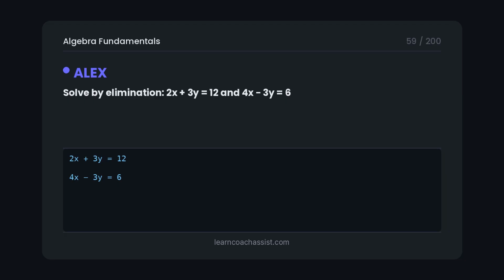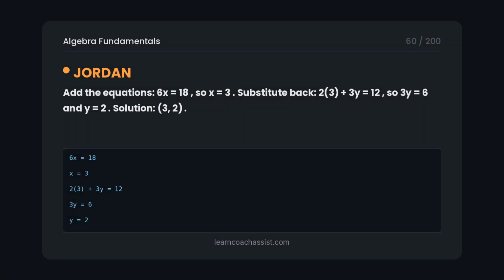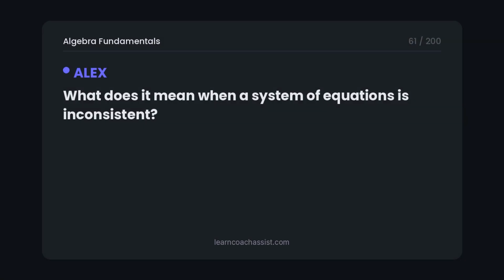Solve by elimination. 2x + 3y = 12 and 4x − 3y = 6. Add the equations: 6x = 18, so x = 3. Substitute back: 2(3) + 3y = 12, so 3y = 6 and y = 2. Solution: (3, 2).